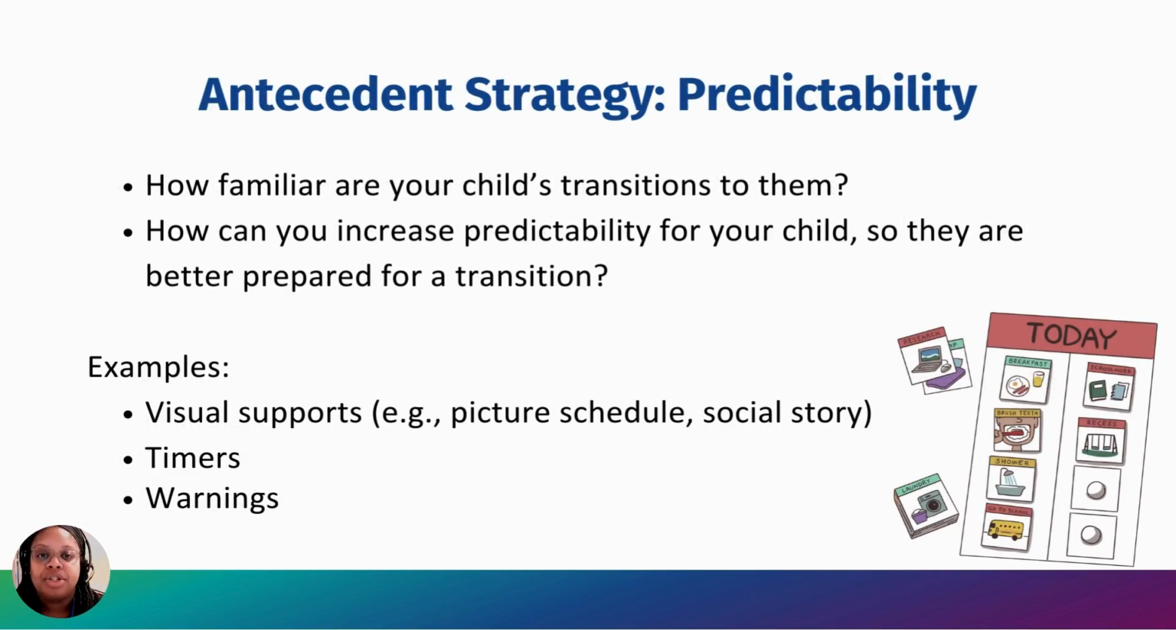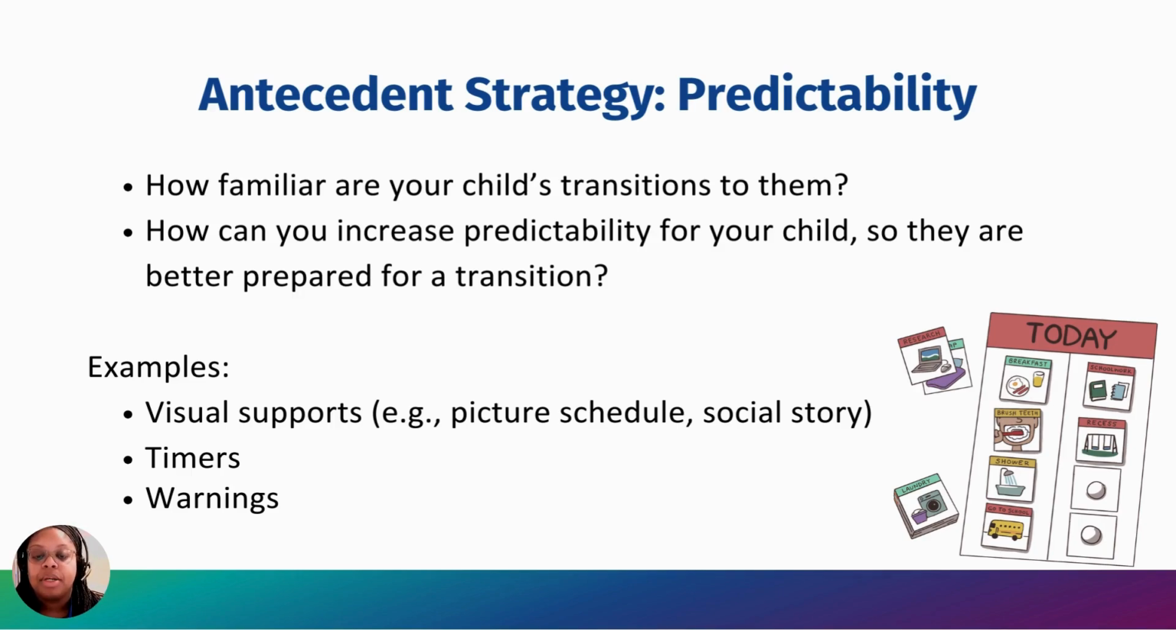Predictability is how much your child knows or is able to predict what is going to happen in their day. Ask yourself, how much does your child know about the transition? How can you and your family increase predictability for them? How do we make our expectations clear to them? Some examples of things that families do to increase predictability are visual supports. This could include a picture schedule outlining the steps leading up to the transition or a social story about the transition.